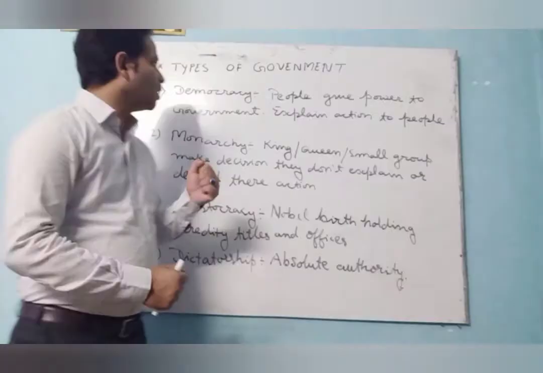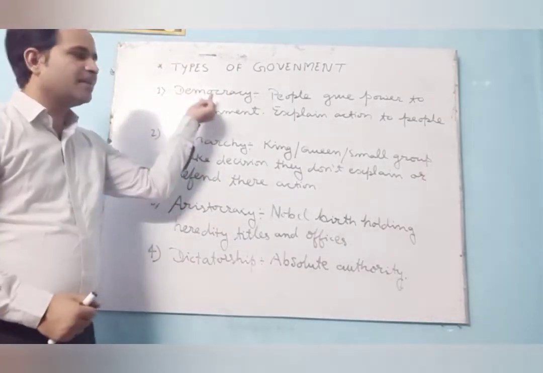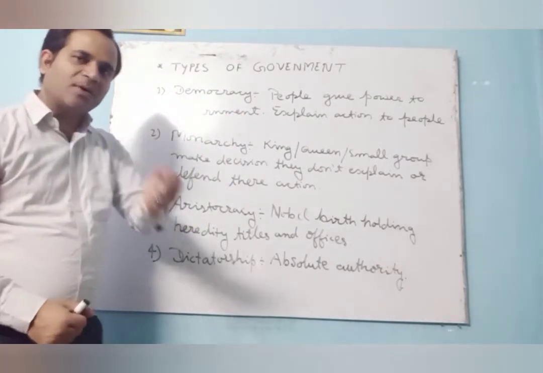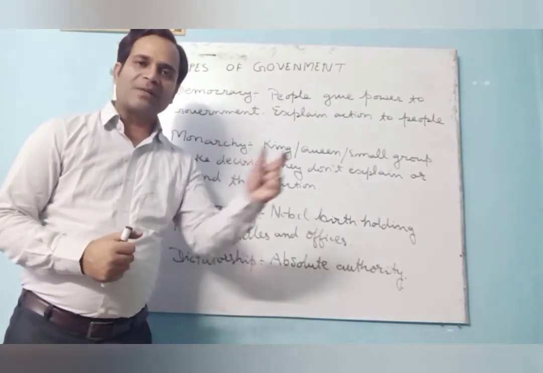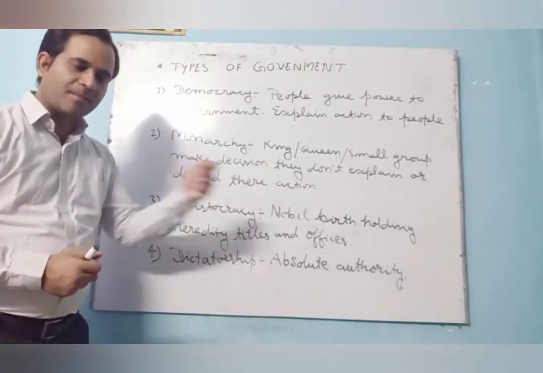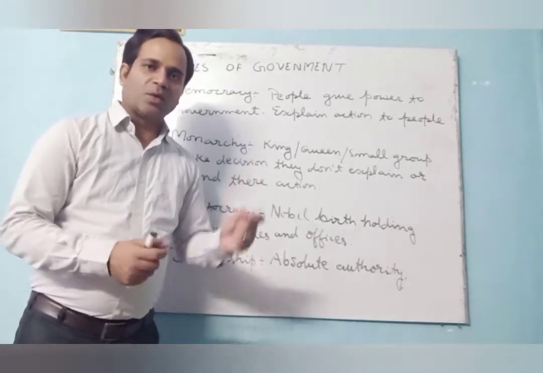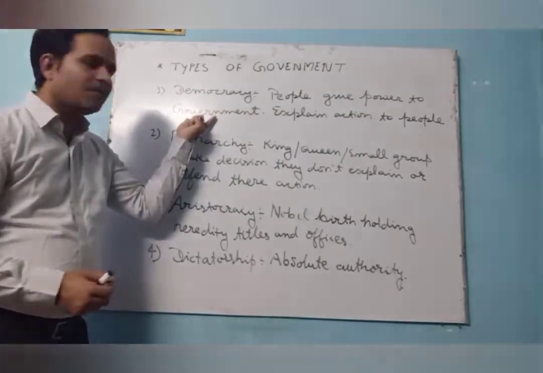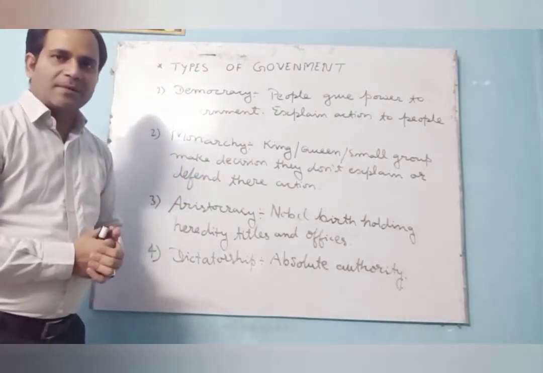Now, when we talk about types of government, basically I have written four here. One is democracy. What is democracy? You know that democracy is derived from the Latin word, demos plus cracia. Demos means people. Cracia means to govern. So it means governing by the people. So democracy means the people give power to the government. For what purpose? To govern ourselves.